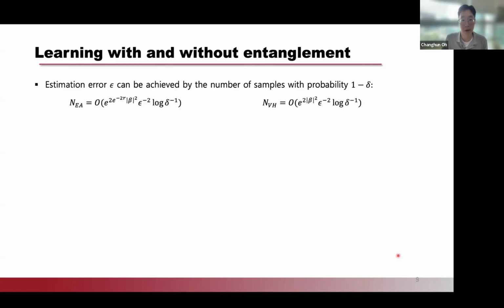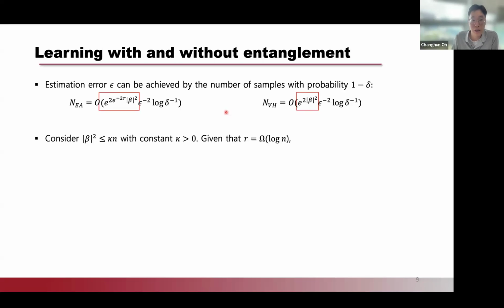Okay, now I'm going to compare these two particular schemes. Now, what we obtained is the following. If you want to achieve an estimation error epsilon with high probability 1 minus delta, then the number of samples required for each scheme was given by the following expressions. To make the difference clearer, I'm going to consider a particular regime where beta square is upper bounded by kappa times n, where n is the number of modes, so the system size, and kappa is a constant. And then I'm going to choose the squeezing parameter of the two-mode squeezed state to increase logarithmically in the system size.